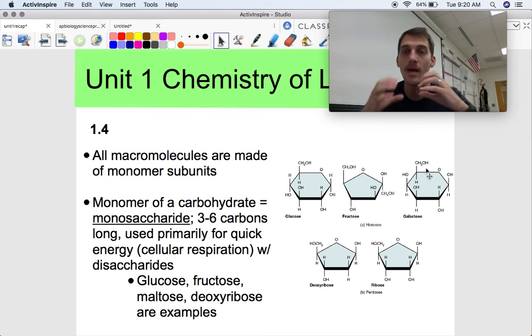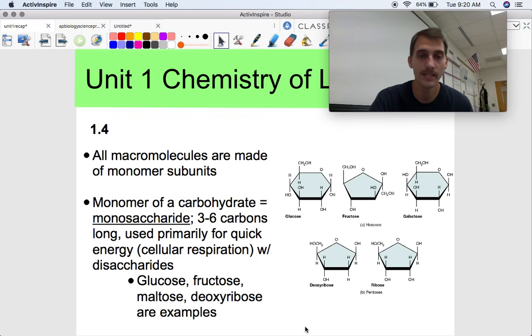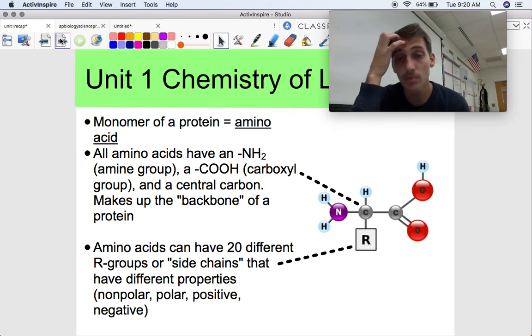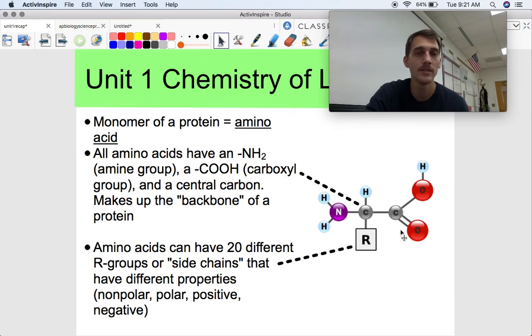Di meaning 2. You link 2 rings of carbon together. And sometimes these can be linear as well, as we looked at before too. But either way, these are called monosaccharides, and they're composed of C, H, and O. The monomer of a protein is what we call an amino acid. We saw this picture already too.